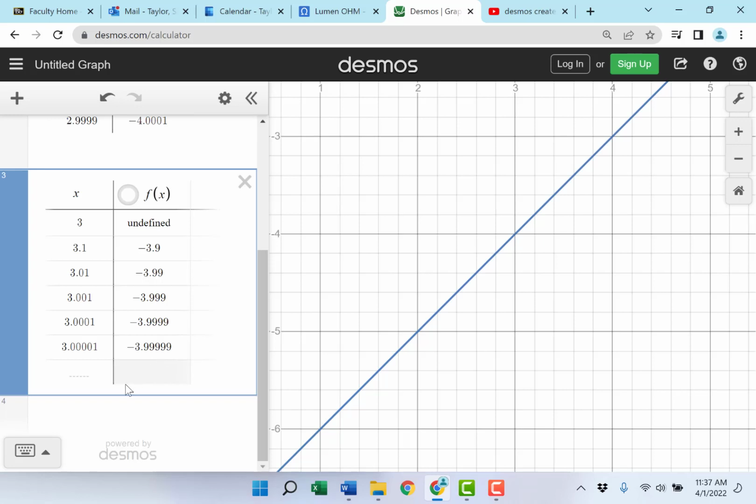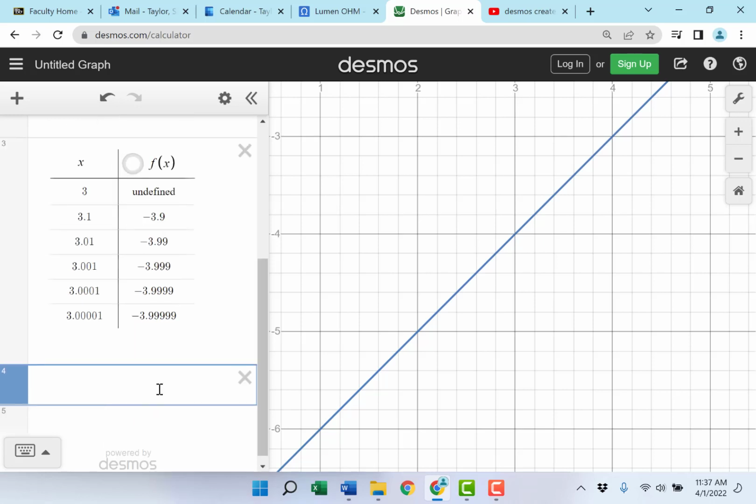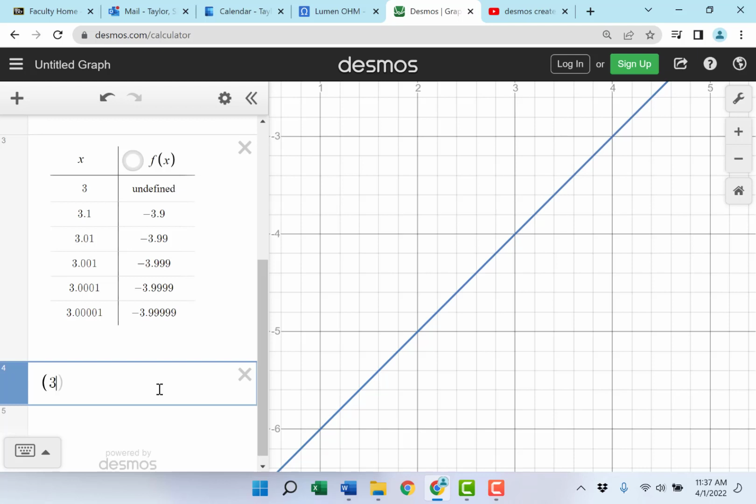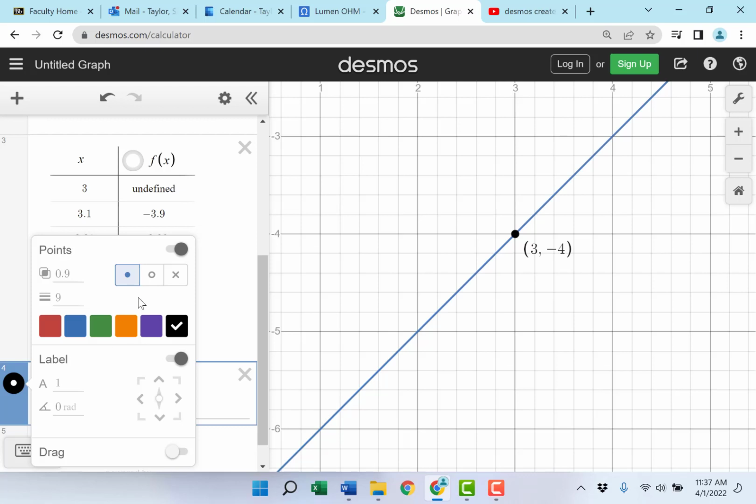And then I'm going to come down and add something new. I'm going to add the point (3, negative 4) to the graph, and maybe I'll label it as well. But I'm going to come over here and hold down my left cursor, and I'm going to make it an open circle because that is what's happening on the graph. The graph attains all those points as near as you like to x equals 3, but it will never actually reach the point (3, negative 4). That is a hole in the graph.